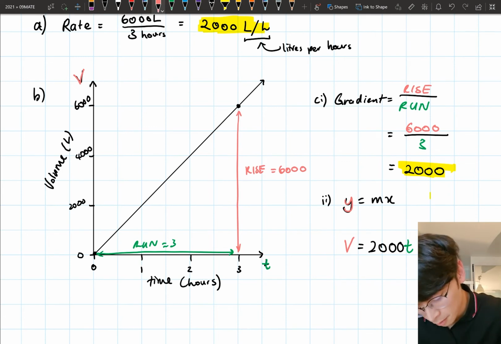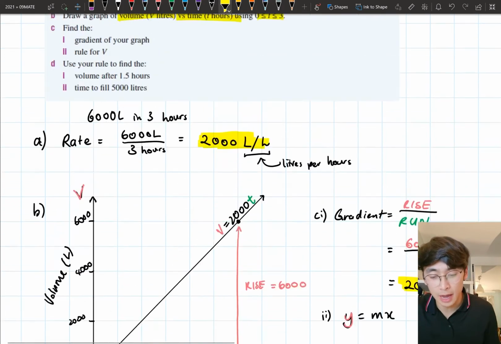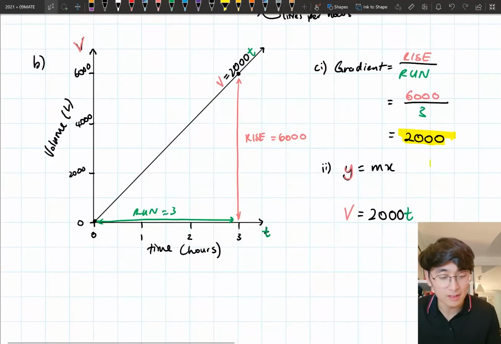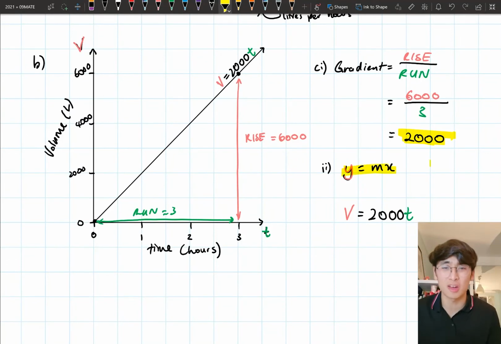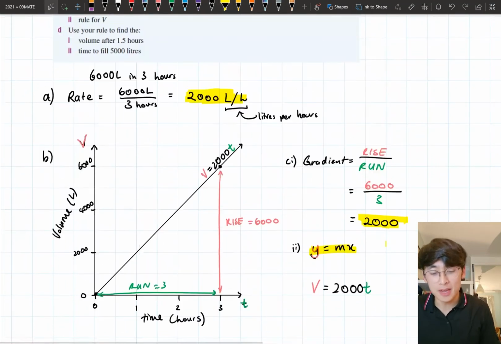So let me just label that on my line. v is equal to 2,000 t. So that's how we do this question. The equation of this line, because it is direct proportion, is just going to follow the pattern y is equal to mx. What we need to do is just change up the letters to match whatever scenario we have, and put in our gradient for m. Okay, that's parts A, B, and C done.